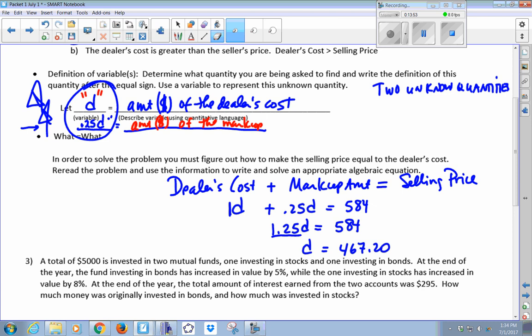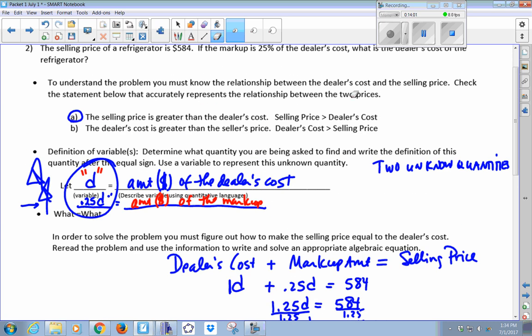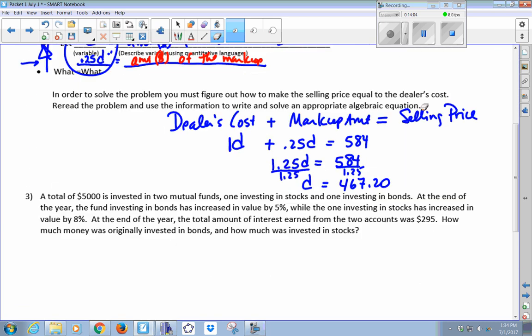Okay, so that's found by dividing both sides by 1.25. So let's see what the question asked. What is the dealer's cost of the refrigerator? So you would say, in a sentence, the dealer's cost is $467.20. You can always check it by taking 467.20 and multiplying it by 1.25, or adding 0.25 of it, to get the 584.